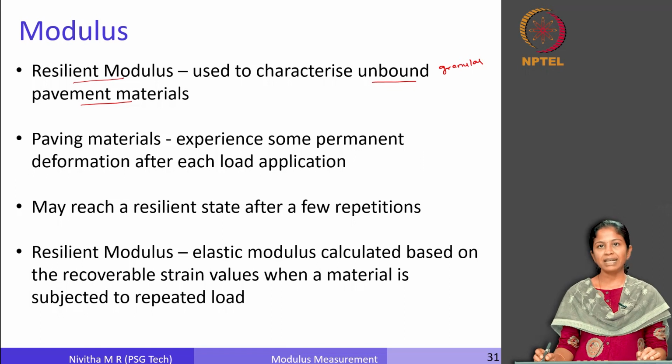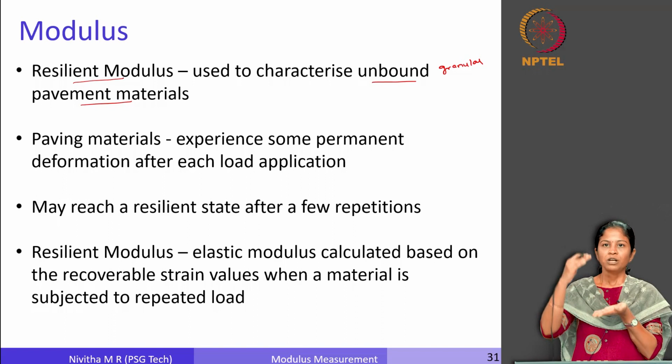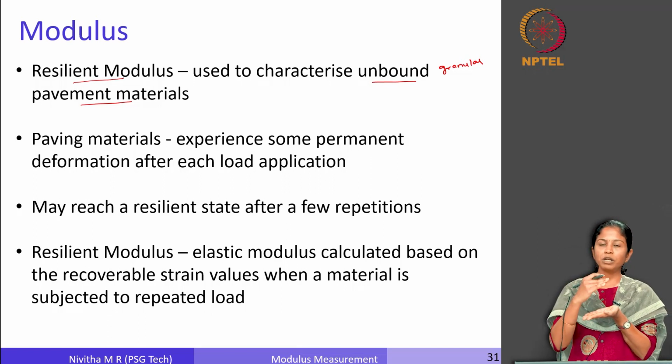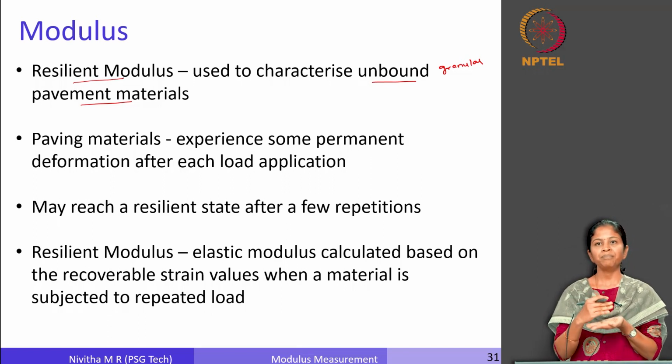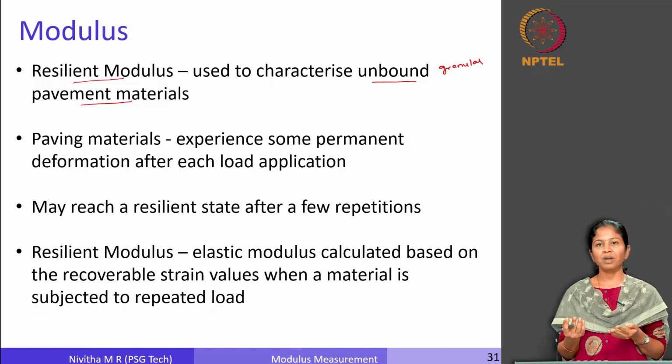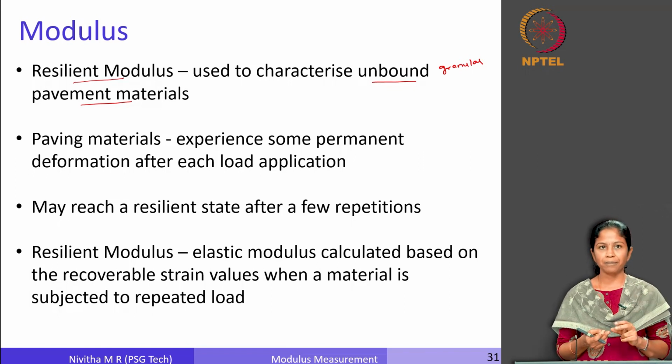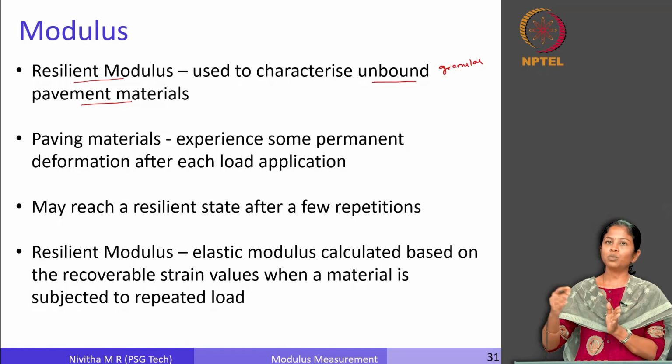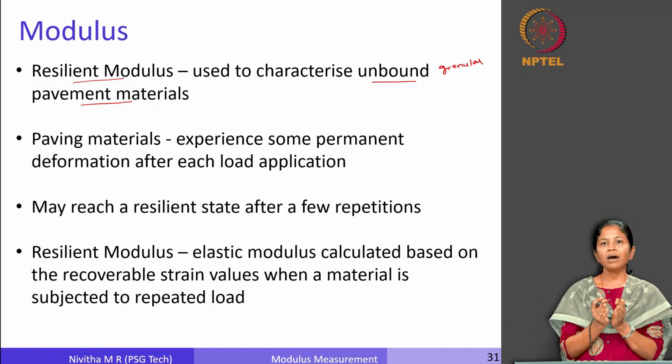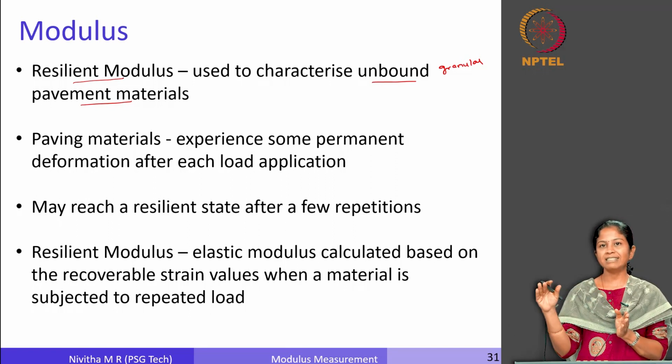The pavement materials typically experience some kind of permanent deformation. So, once I apply the load, there is going to be some amount of permanent deformation. Irrespective of the type of layer, most of these layers might experience permanent deformation, except that the degree of permanent deformation will vary from layer to layer. Now, this permanent deformation may continue with n number of cycles or might be experienced for the initial portion of loading, and it might reach a resilient state.